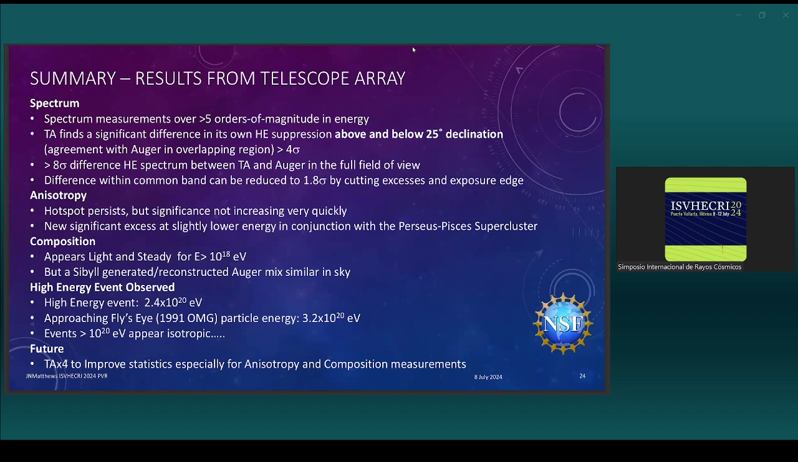There's a new high energy event, which is 2.4 times 10 to the 20th eV. And the thing I really find exciting about that is it's approaching now the energy of the Fly's Eye Oh-My-God particle at 3.2 times 10 to the 20th, and observed by very different techniques, one by scintillators, one by fluorescence. So this is nice verification that these events do exist. And when we look at events above 10 to the 20th, they appear isotropic. So this is a puzzle that we need to solve.